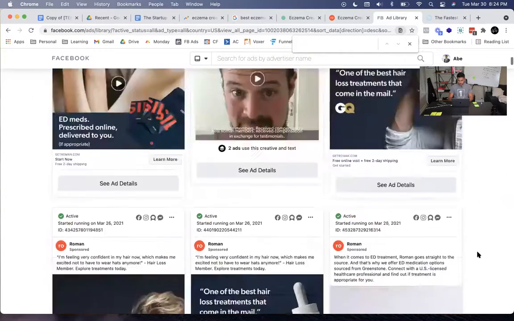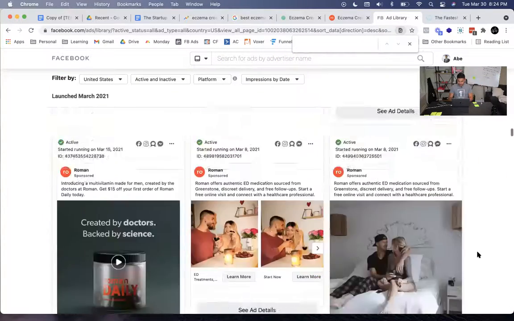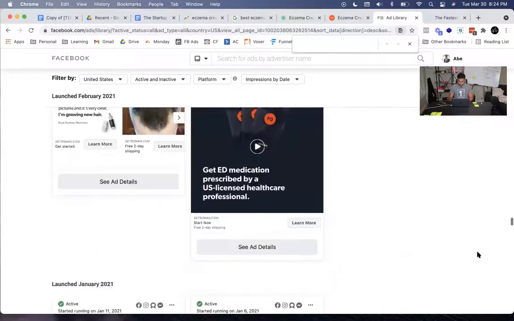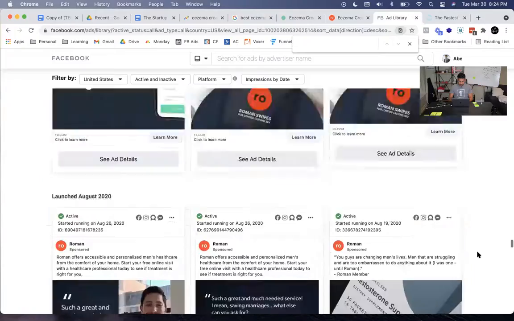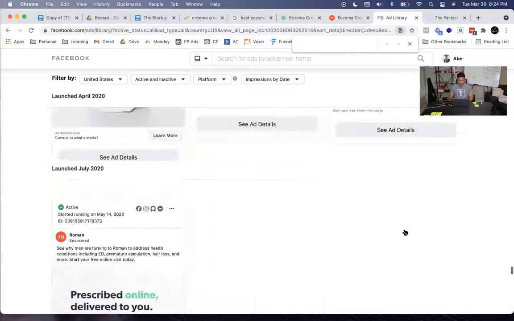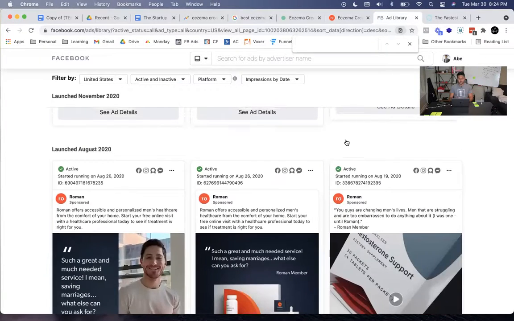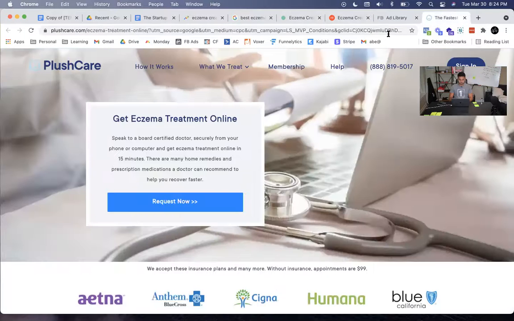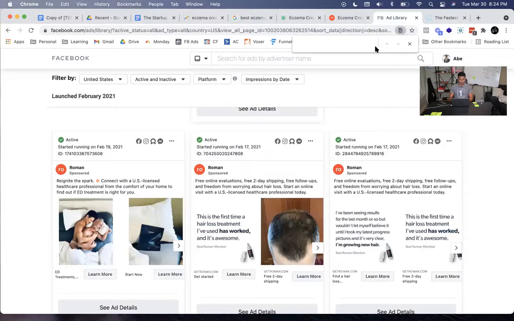All right, well, I guess that they don't have it here. So I guess their focus is on, okay, if they don't have it, that's fine, right? Let's go to this other product. We've got Gladskin. Let's look at Gladskin.